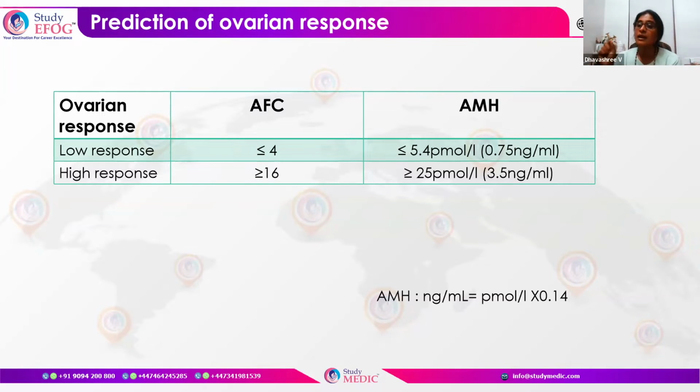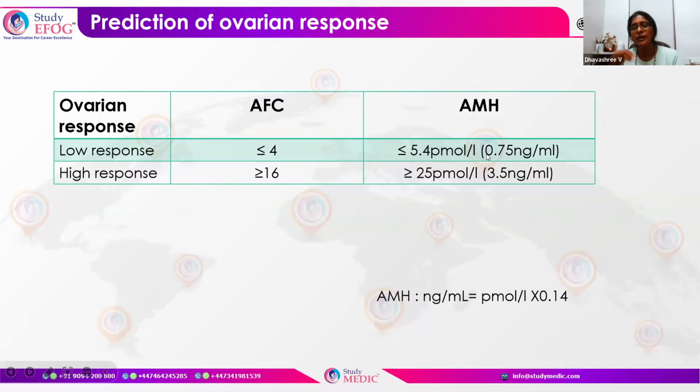If the count is less than or equal to 4, meaning we are able to see only 4 follicles in both the ovaries, then we can assume that these women have a low ovarian response. For women who have more than or equal to 16, we can predict them as high responders. And anywhere between 5 to 15 are the normal responders.